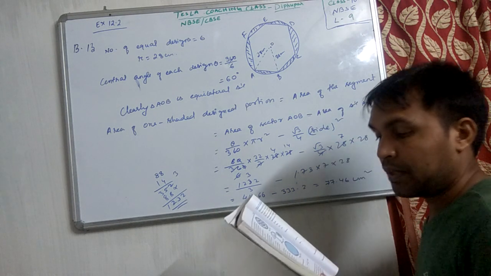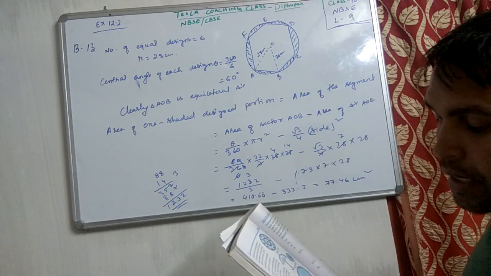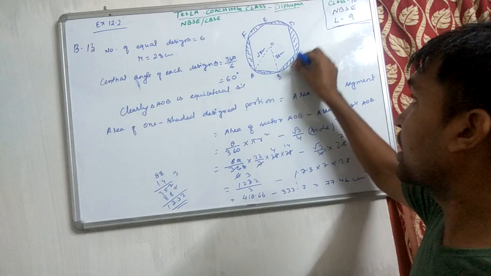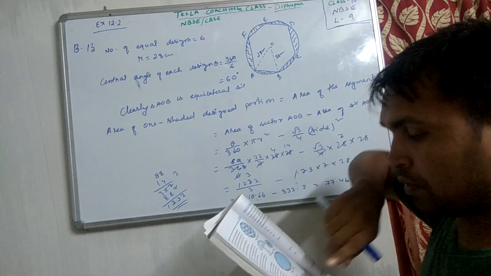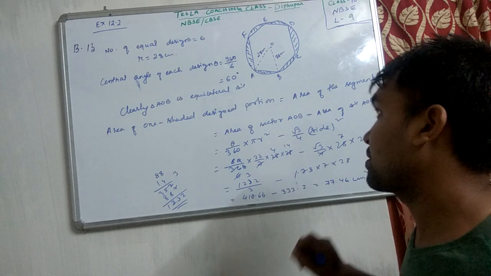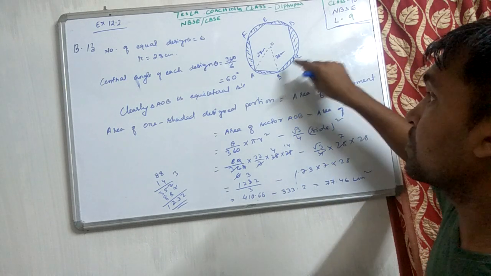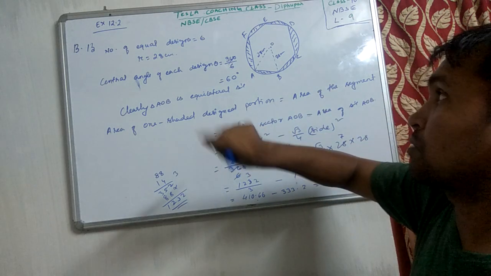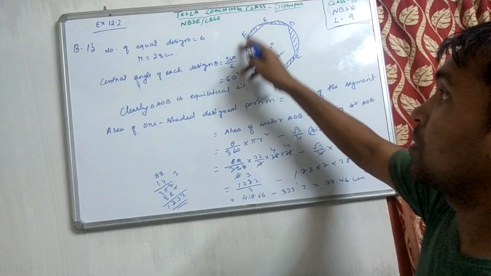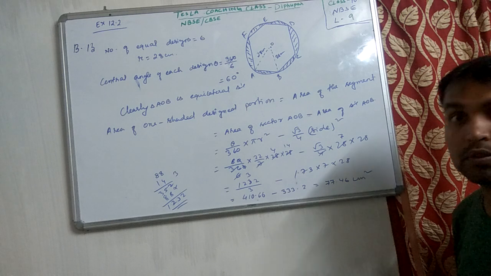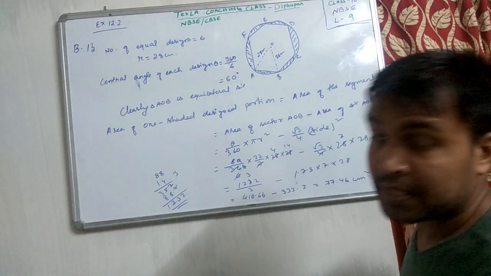Okay, now find the cost of making the design at the rate of 0.35 per centimeter square. They have given the rate of making this design, meaning they are charging 0.35 rupees for 1 centimeter square. So what will be the cost of making all these designs? We are going to find it out in this question.